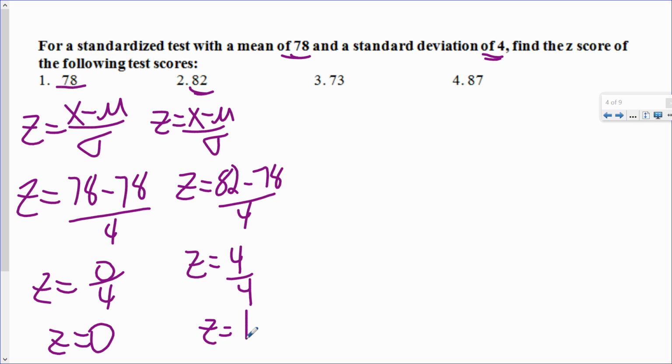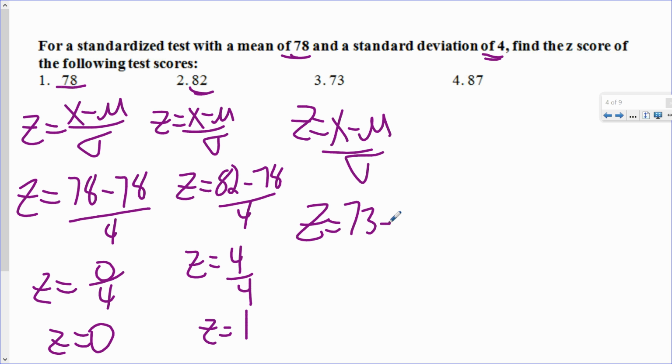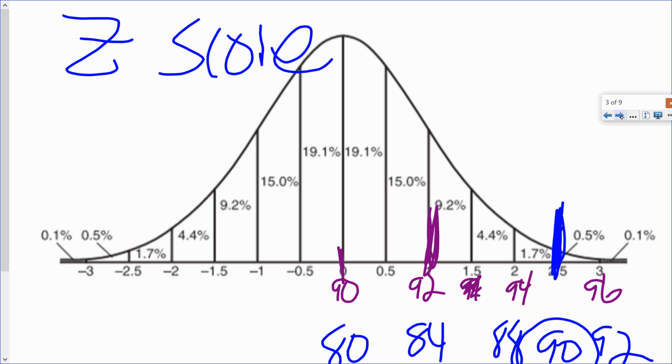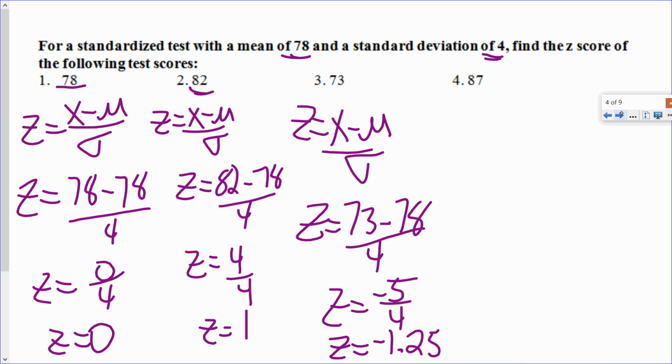Okay, now that you tried number 3 and 4 on your own, z equals x minus mu over sigma. Z equals, the score is 73, the mean is 78, sigma, the standard deviation, is 4. That's negative 5 over 4. You can leave it as negative 5 over 4, but I feel like with standard deviations, I'd rather see them as decimals, negative 1.25. So what that means is that that score is negative 1 and 1/4. It would fall here, below the mean. If it's negative, it's below the mean. If it's positive, it's above the mean.